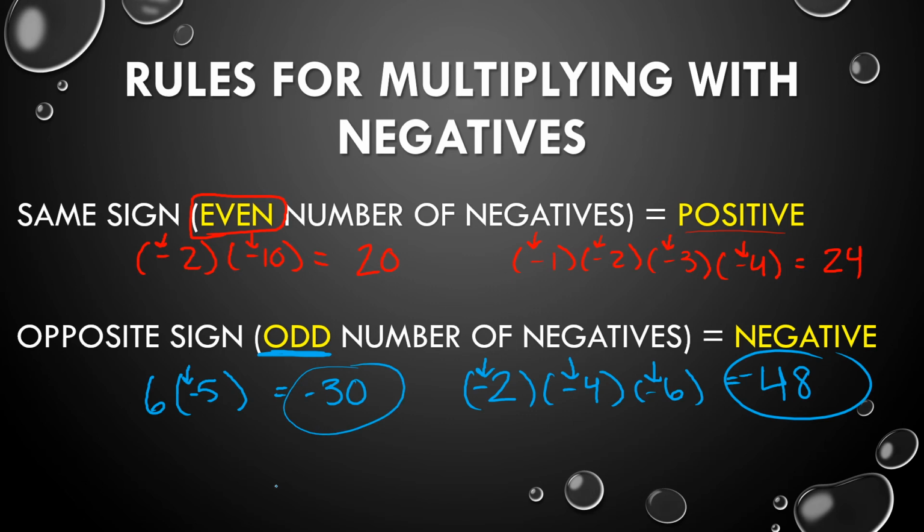Okay, so you're looking for the number of negatives. Even is positive, odd is negative. With that being said, let's look at some questions from workbook 7.2.